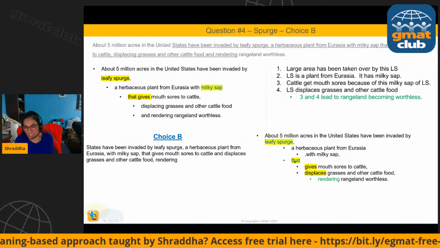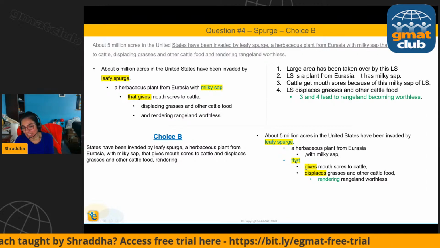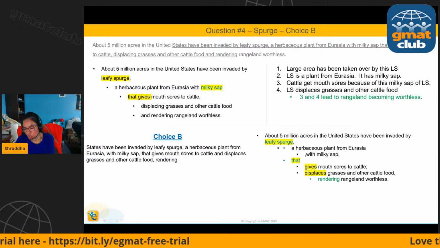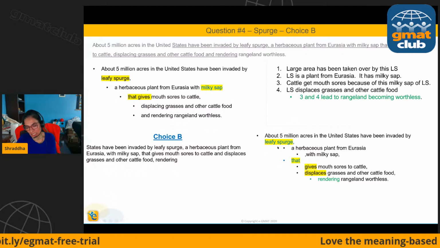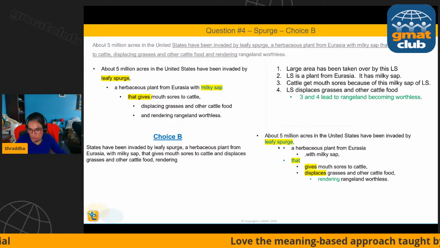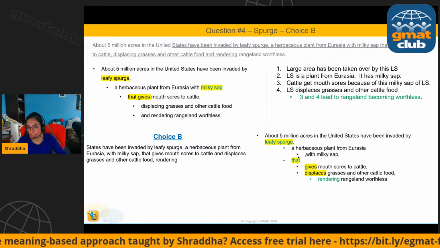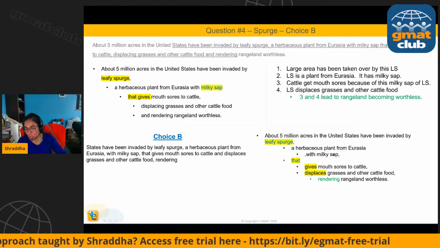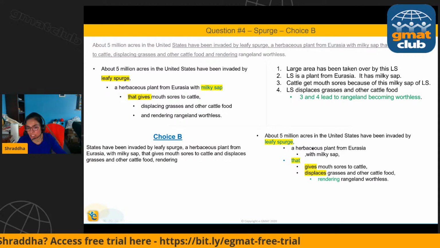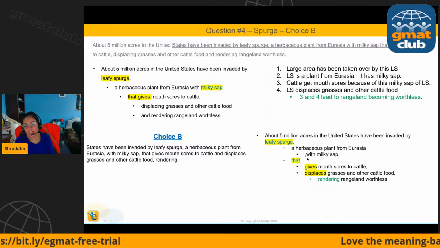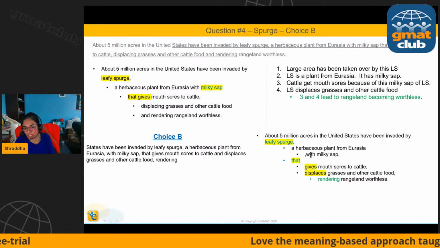this "that" we see in the sentence is now actually talking about a herbaceous plant, which is equal to leafy spurge, because according to the sentence, leafy spurge is a herbaceous plant. So it's okay, that is talking about herbaceous plant. And why can that jump over "with milky sap" to modify a herbaceous plant? Because this modifier is placed between 2 commas, and we cannot place it anywhere else, because "with milky sap" is also talking about herbaceous plant.